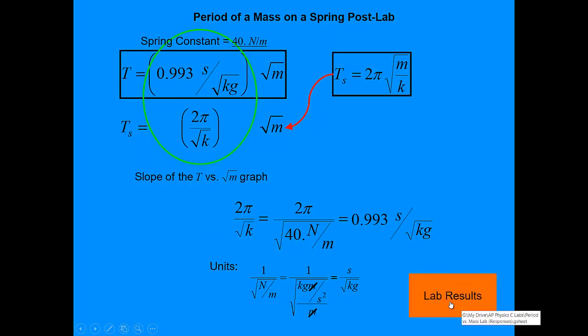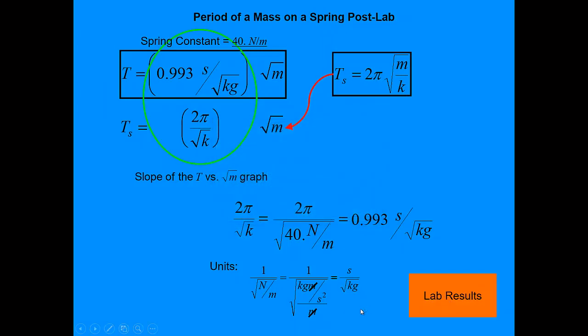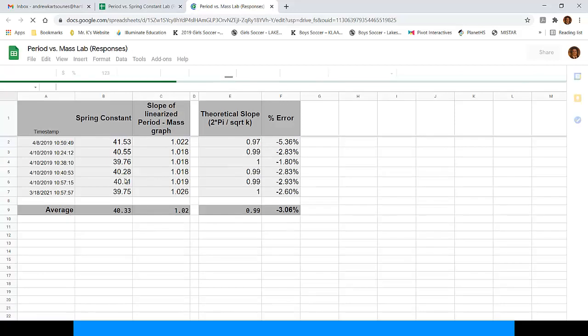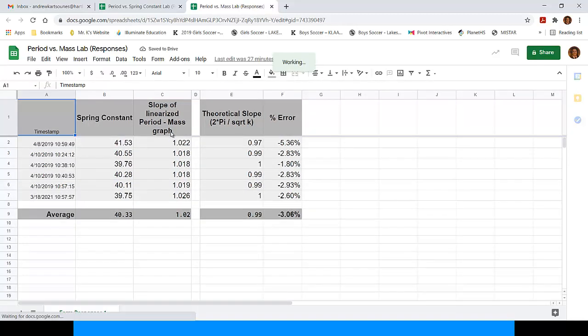Let's see if your lab results match. And again, I did the same kind of fancy thing to this Google form. So here are some spring constants, right? Notice everybody's is pretty close to 40, give or take a little bit. Here is everyone's slopes. Again, pretty close to one another, right? Average it out to just a little bit above 1.